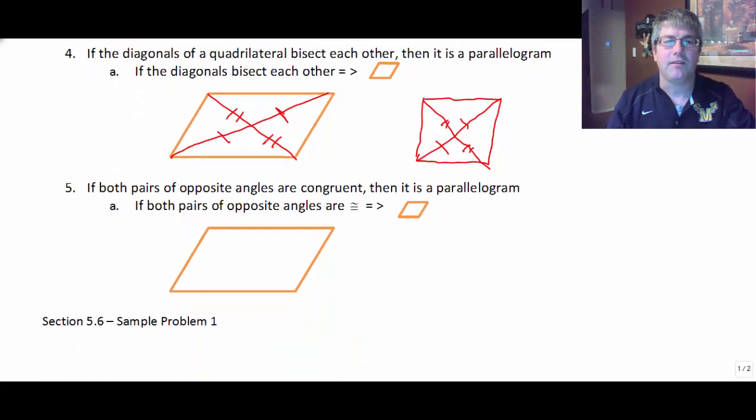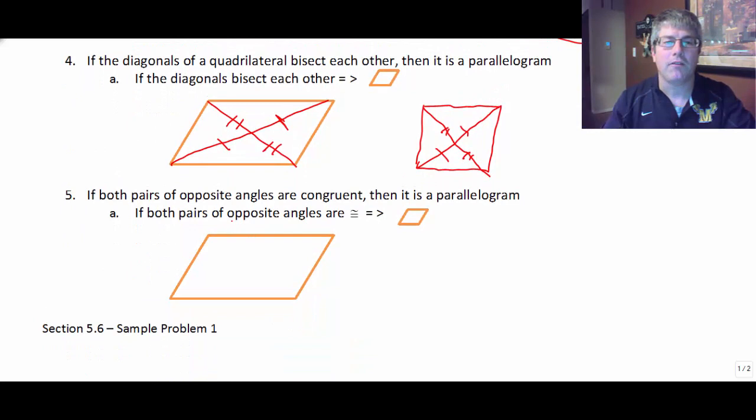And our fifth reason, if both pairs of opposite angles are congruent, then our quadrilateral is a parallelogram. So if we can get both pairs of opposite angles congruent, then we have ourselves a parallelogram.